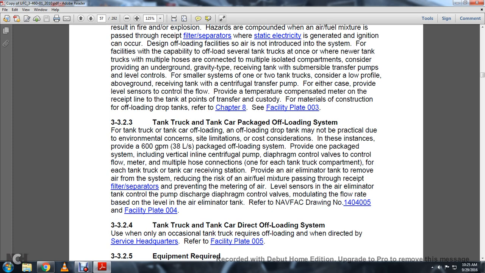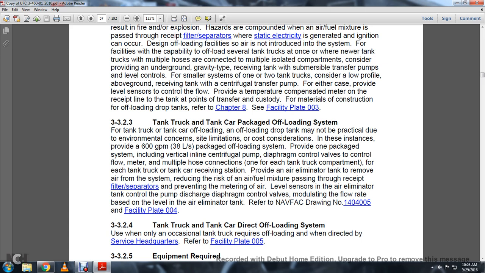3323 Tanker truck and tanker car package offloading system. For any tanker truck or tanker car loading, offloading with the drop tank may not be practical due to environmental concerns, limitations, and cost considerations. In these instances, provide a 1,600 gallons per minute package offloading system, with one package including the vertical in-line centrifugal pump, the diaphragm control valve, the control flow meter, and multiple hose connections, one for each of the tanker truck's compartments. For each tanker truck or tanker car receiving station, provide an eliminator tank to remove the air from the system, reducing the risk of an air-fuel mixture passing through the receiver.